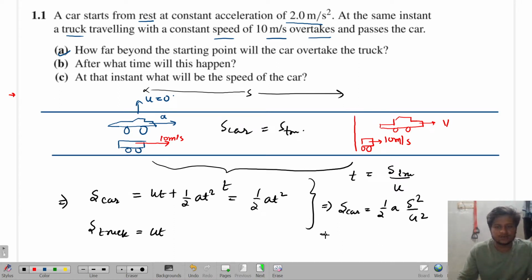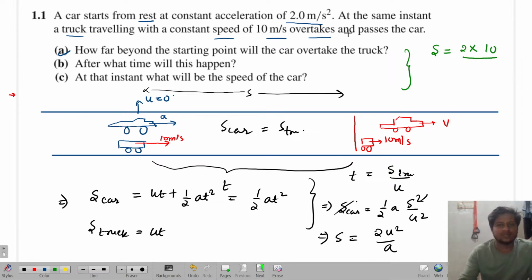So I can write one equation now. The displacement is equal to, after cancelling, 2u square upon a. So displacement is equal to 2 into initial velocity 10 squared, divided by a. Sorry, not a square, a silly mistake. That is just 2u square divided by a.